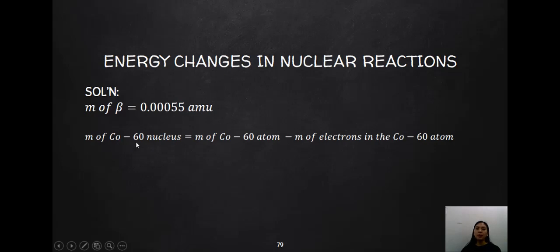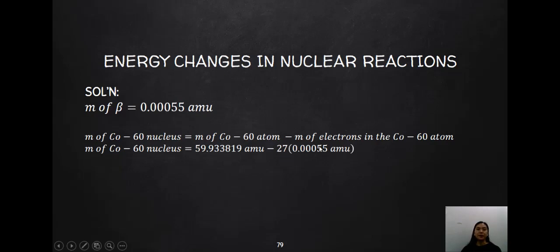The mass of your cobalt-60 nucleus is the mass of the cobalt-60 atom minus the mass of the electrons in the cobalt-60 atom. So again, yung mass ng atom minus the mass of the electrons inside that atom para makuha natin yung mass of the nucleus. And how do we calculate for that? The mass of the cobalt-60 nucleus is equal to 59.933819 atomic mass unit, that's the mass of the cobalt atom, minus 27 times 0.00055 atomic mass unit.